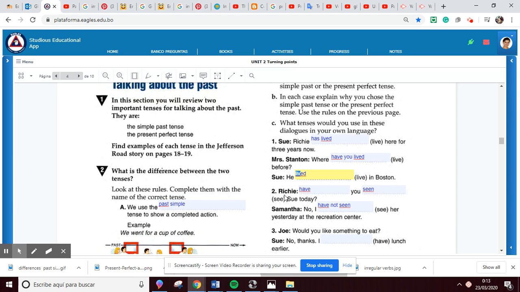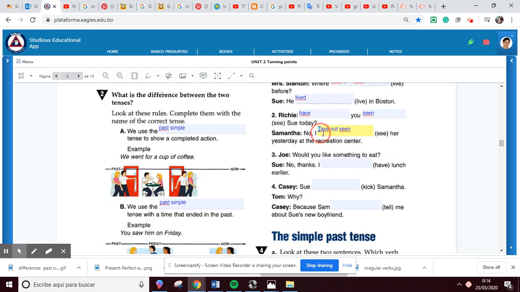Number 2, you see Sue today. "Today" is a time phrase that is telling you that an action that takes place in the past is connected to the present. So we need to use the present perfect tense. Have you seen Sue today? Next one.